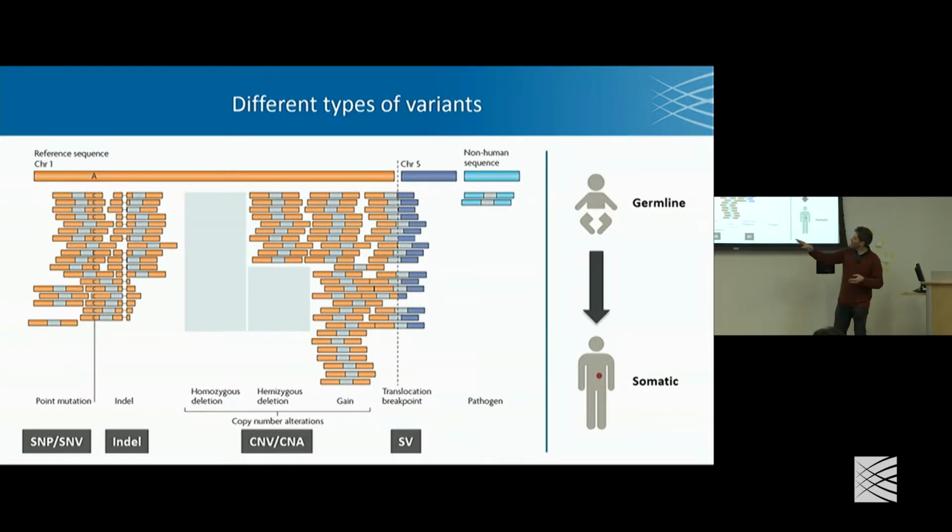Now, for all of these variant classes, you can have germline, which is basically stuff that you're born with. Basically, they're in all of your cells relative to the reference. Or you can have somatic, and somatic means, again, just a subpopulation of the cells in your body have the variants.